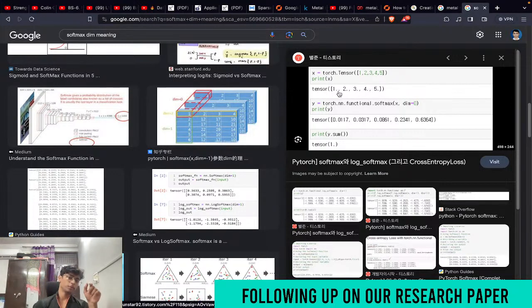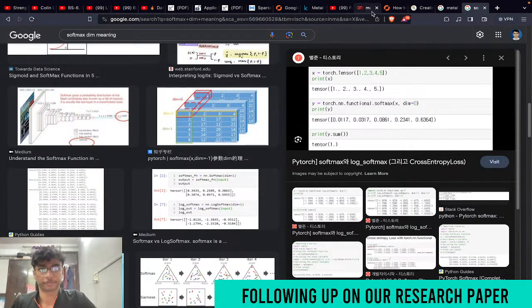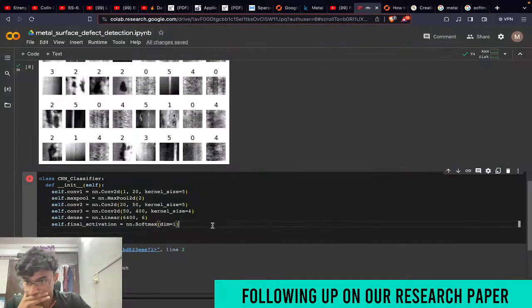So if we have two dimensions, right? If we implement it in the zero dimension, it will take softmax of those batches. That's not what we want. We want the softmax to be applied on the different classes of the same batch. So that's all we are doing with this. I hope that makes sense.